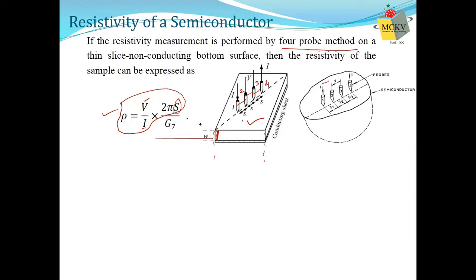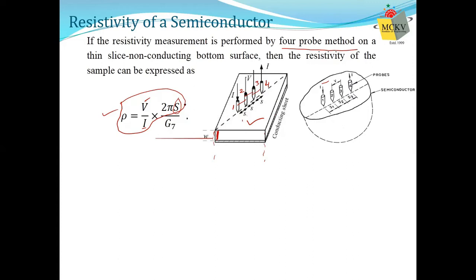Therefore, if I use this formula, V by I into 2 pi S, for a practical semiconductor having a finite width of W, then it will give some error. To rectify that error, to remove that error, we are using a correction factor, which is the G7 correction factor. There are actually different types of correction factors depending on the shape and size of the material you are using, and whatever material you are using below the semiconductor. Like here, we are using a conducting sheet below the semiconductor. So we have different types of correction factors for that.